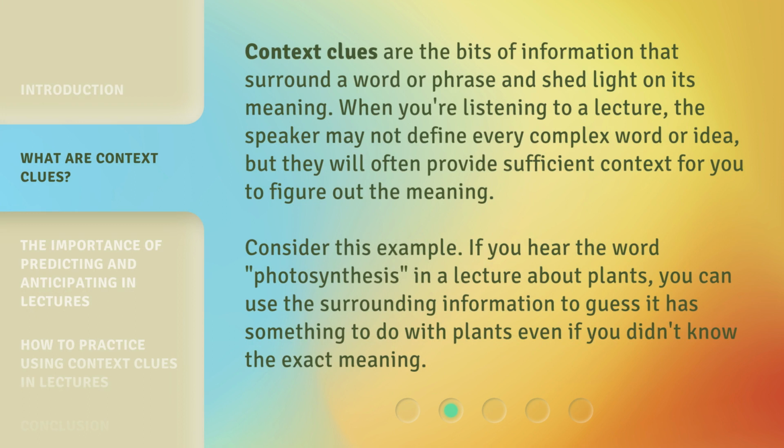Context clues are the bits of information that surround a word or phrase and shed light on its meaning. When you're listening to a lecture, the speaker may not define every complex word or idea, but they will often provide sufficient context for you to figure out the meaning. Consider this example. If you hear the word photosynthesis in a lecture about plants, you can use the surrounding information to guess it has something to do with plants even if you didn't know the exact meaning.